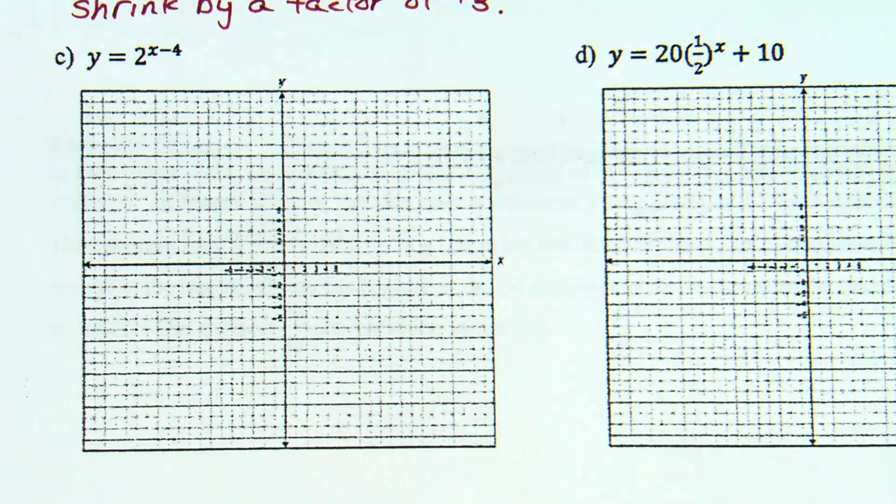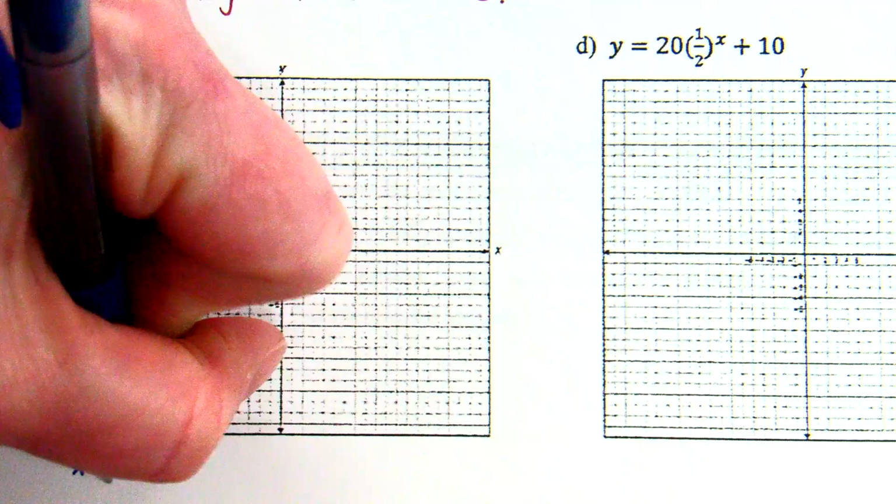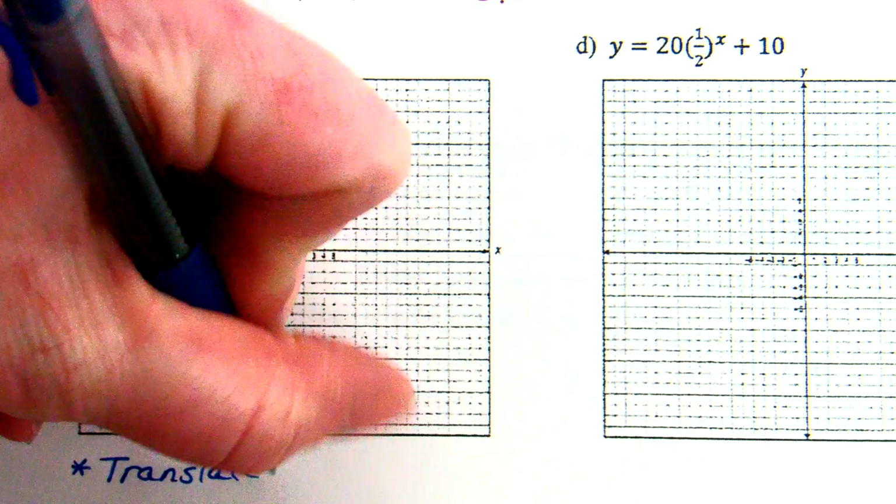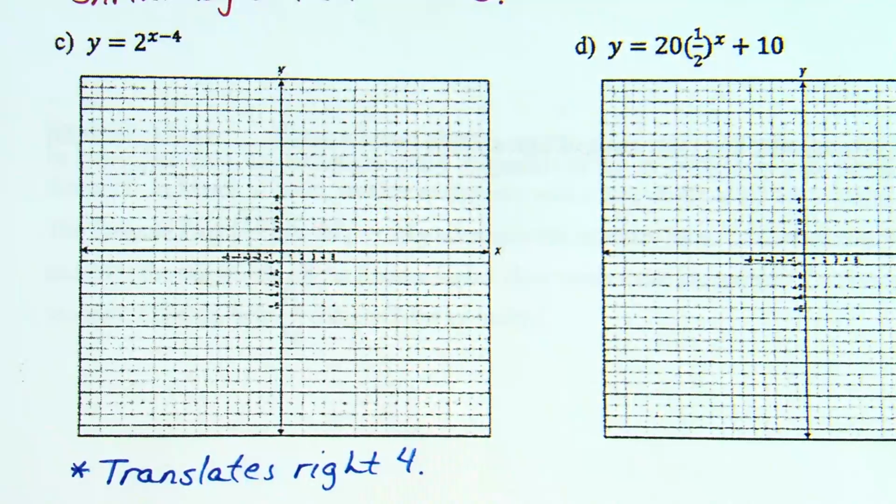So overall, I'm going to put that this translates right 4. Okay, so overall, that's what's happening. Now, on this one, I have to treat this one differently than last time. If we just take negative 2, negative 1, 0, 1, 2, plug them into this equation as is, and then graph those dots, we're not going to get a very accurate picture of what's happening.